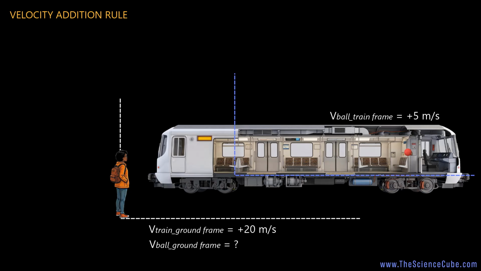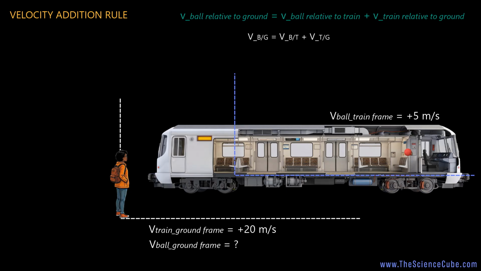You add the velocity of the object in the train frame to the velocity of the train itself in the ground frame. Let's write this symbolically. I'm going to use a clean notation. V ball relative to ground equals V ball relative to train plus V train relative to ground. Or in shorthand, V B slash G equals V B slash T plus V T slash G. Here, B is the ball, T is the train, G is the ground.